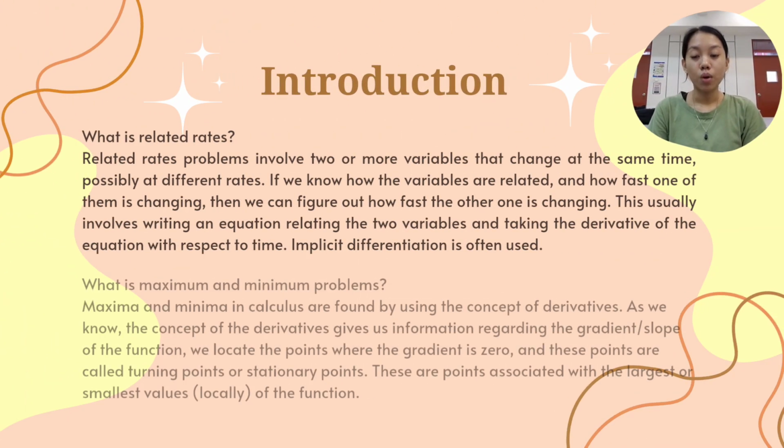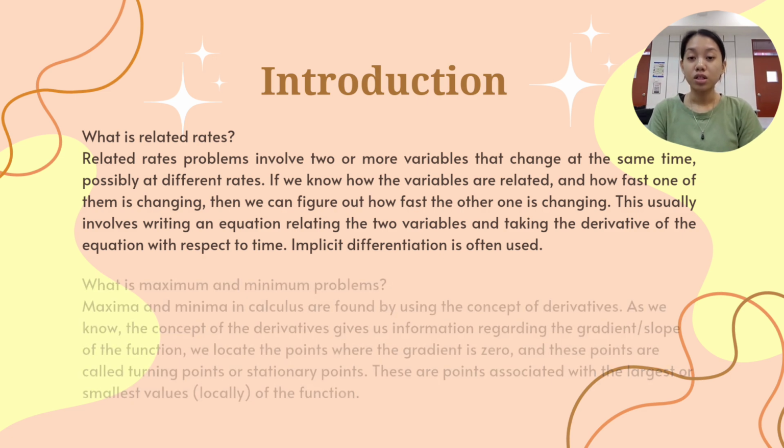Next, what are maximum and minimum problems? Maxima and minima are found using derivatives. By locating points where the derivative, also known as the slope, is 0, known as turning points or stationary points, we can identify the local maximum and minimum value of a function.